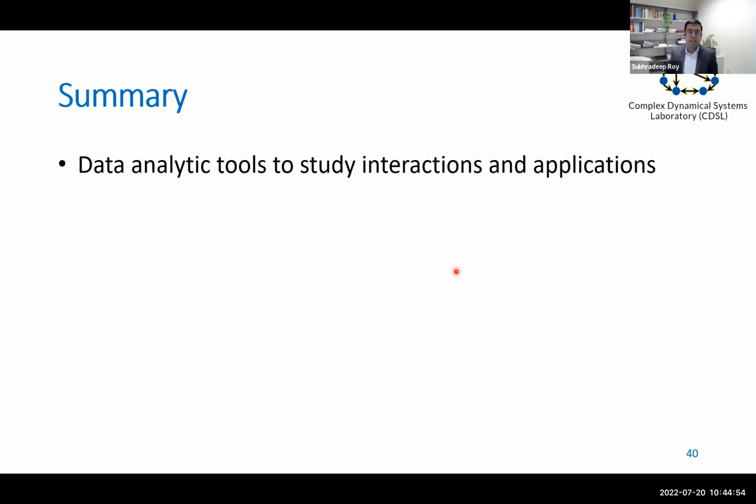So what we learned today. I'm going to have some time to do the demo and show you an example of how to use the JIDT toolkit. Just to summarize, what we learned today is the importance of the data analytic tools that can allow us to extract the features of real world interactions. And we also saw a lot of different diverse applications of these data analytic tools.